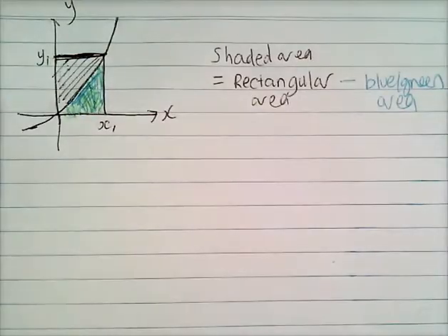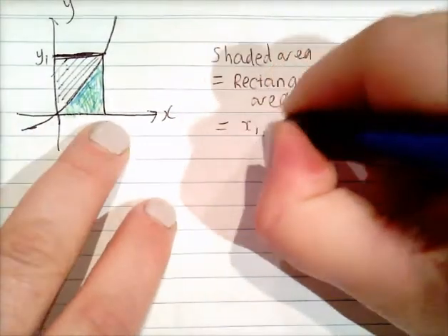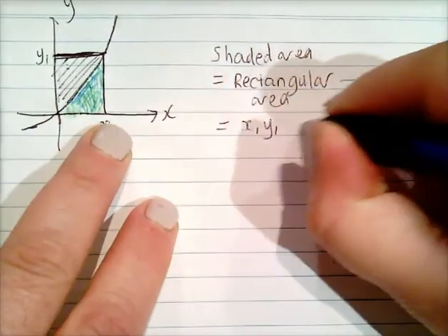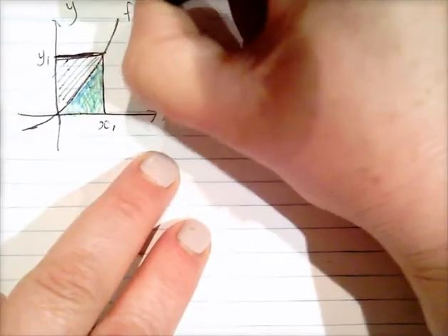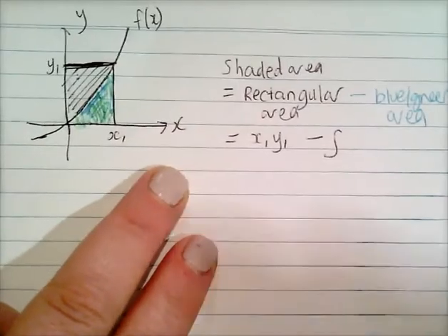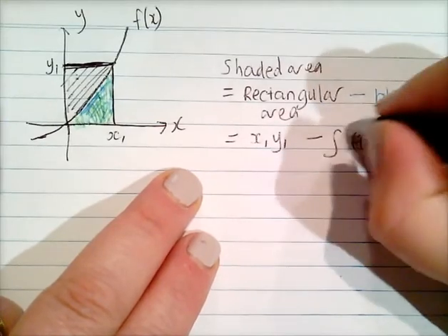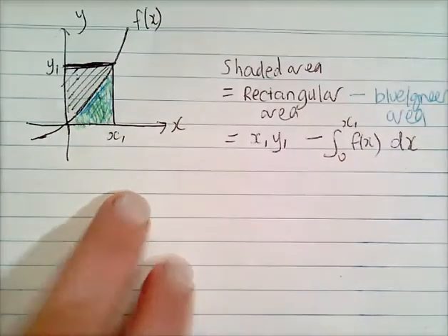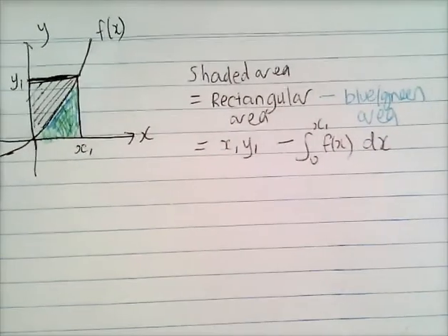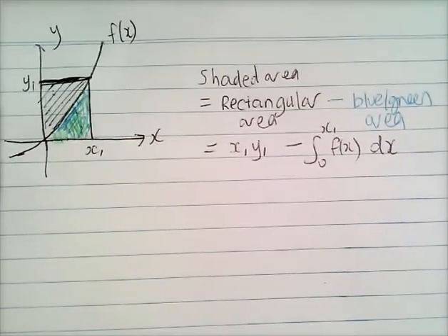So the rectangular area would just be the value of x1 times y1, minus the blue-green area, which would be the integral, I'll call this function f of x, of f of x from 0 to x1 dx. So that is the third type of question that you could get.